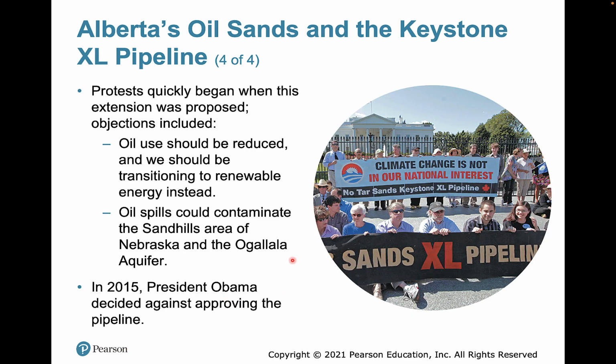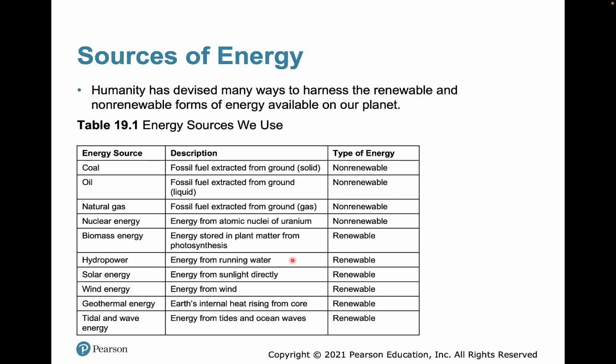But it's near the Ogallala Aquifer. Protests started as a result when they proposed it because the Sandhills area of Nebraska is ecologically sensitive, and the presence of this pipeline over the Ogallala Aquifer, which we have already talked about. A lot of people think we really shouldn't be investing in oil, and we should spend the money that we would be using on this pipeline to transition to renewables. And in 2015, Obama did not approve the pipeline, so that's where we currently are with it.